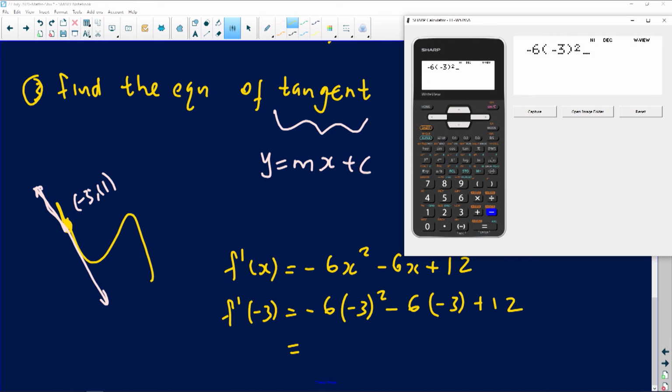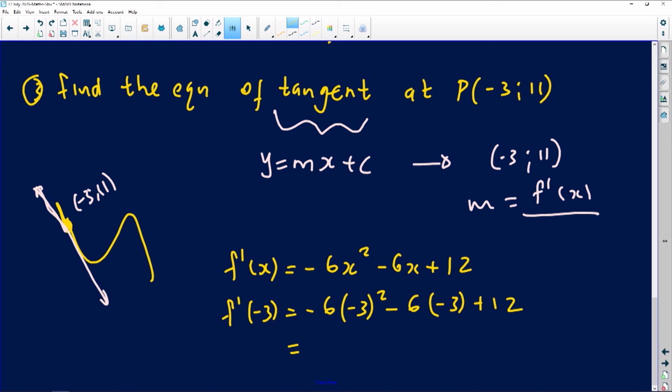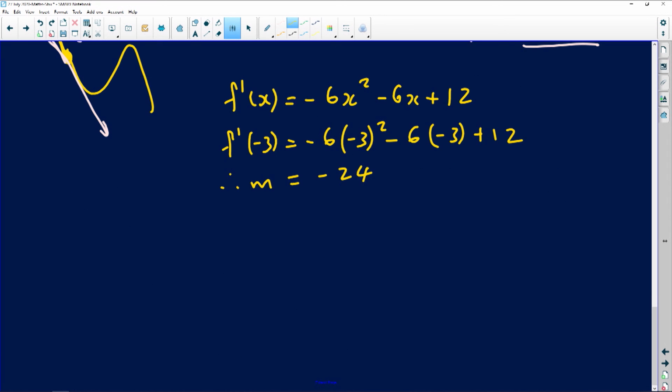Then they say minus. Now I'm going to press minus 6 again, open bracket. There's negative 3. I'm pressing the negative sign next to the equality sign. So negative 3 again, close bracket. So we've got negative 6 into negative 3 squared, minus 6 into negative 3, plus 12. You press the equality sign. What do you end up with? You end up with a value of negative 24. So negative 24 is going to be our gradient in this question. So I've got a gradient, my m, you can even call it m, is negative 24. I've got a point, negative 3 and 11, so I can find the equation of this particular tangent.